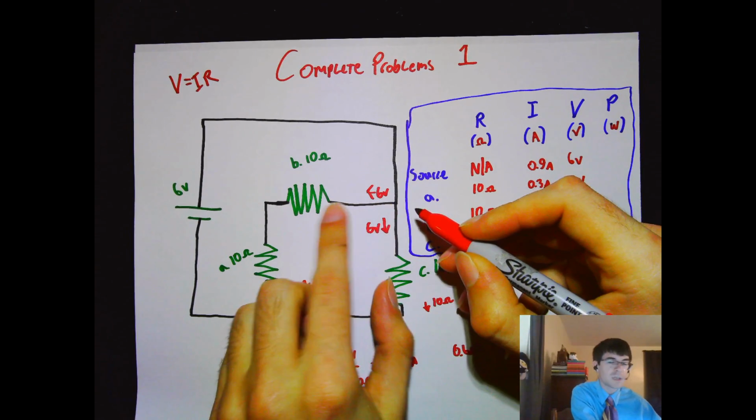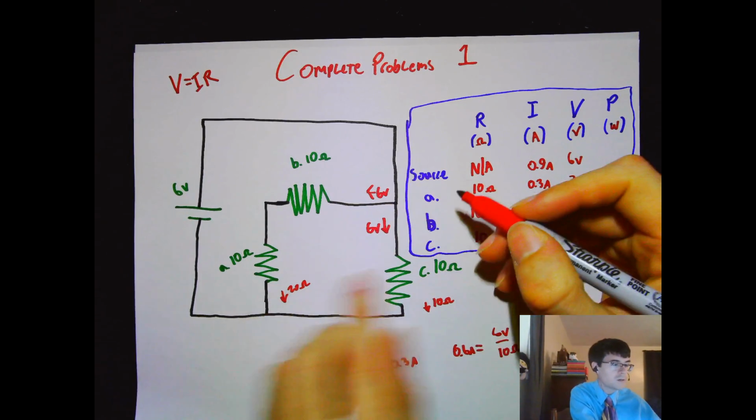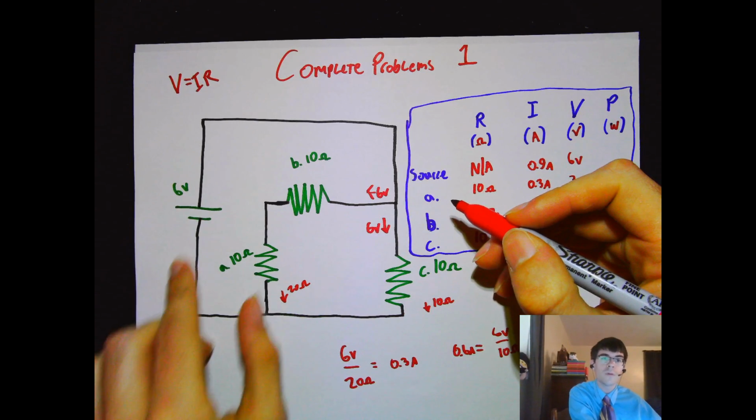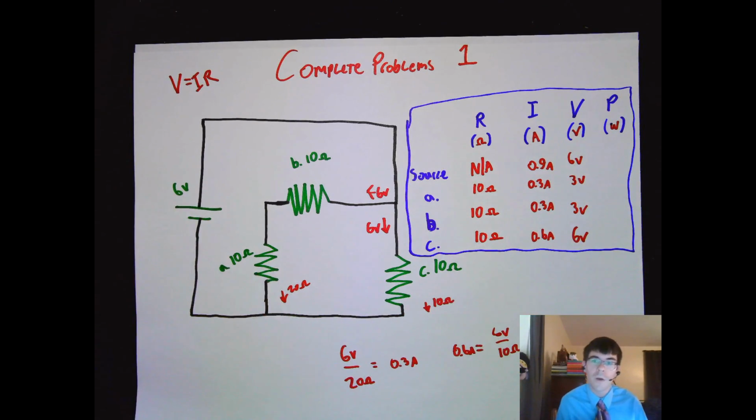So this 6 had to be dissipated 3 here, that's 0 at the end, and then the 6 went away here, 0 at the end. We've got 0 voltage going back into the battery, okay?